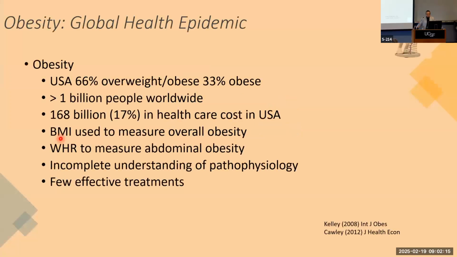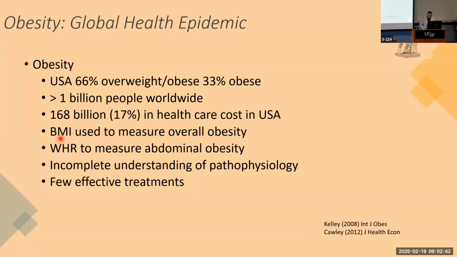So as many of you know, obesity affects many people. More than 66% are overweight, 33% are obese. It affects over 1 billion people worldwide. Accounts for 17% of our healthcare costs. And for today's talk, I'll be using BMI as a measure of overall obesity, waist to hip ratio as a measure of abdominal obesity. And right now we have an incomplete understanding of the pathophysiology of obesity, which gives us few effective treatments.